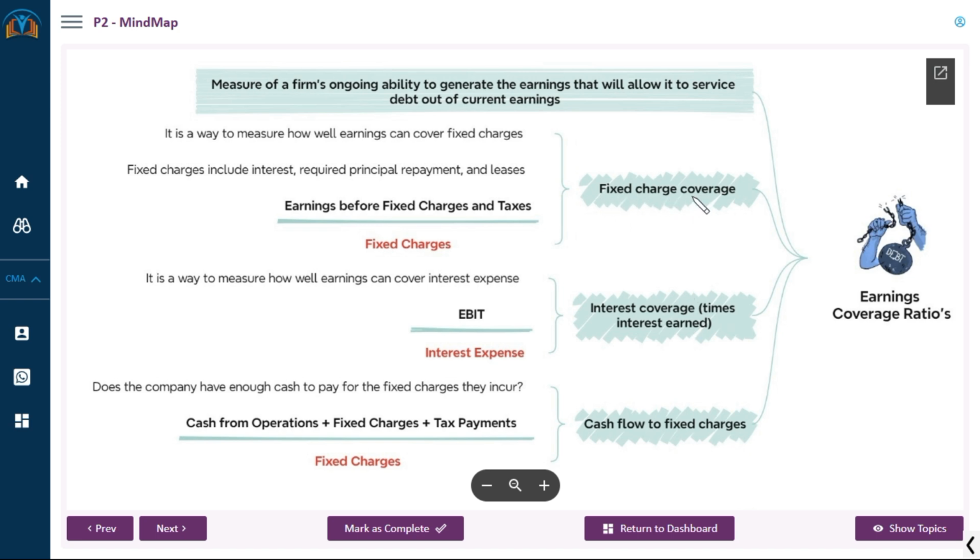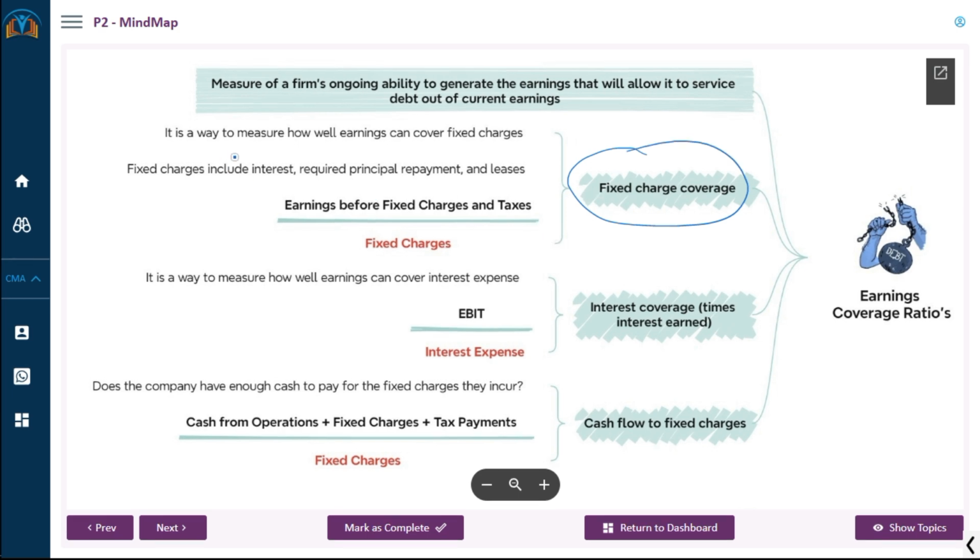So what is the fixed charge coverage ratio? It is a way to measure how well your earnings can cover your fixed charges. So what are your fixed charges? Your fixed charges are interest, required principal repayments, and leases. So it is earnings before fixed charges and taxes divided by fixed charges. It measures how well your earnings can cover your fixed charges or not.